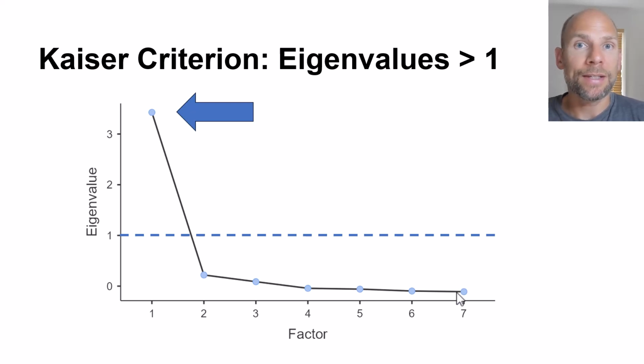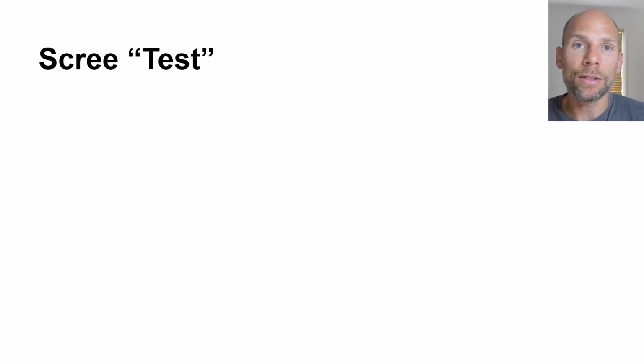However, it usually does not lead to a meaningful factor solution. Usually with that criterion we end up with a number of factors that is either too small or too large. Now there are better criteria related to the eigenvalues, and the one that is a little bit better than the Geiser criterion is the so-called Scree test.